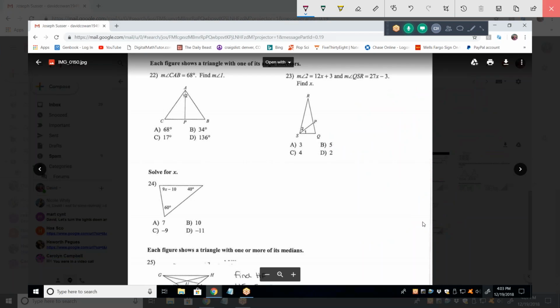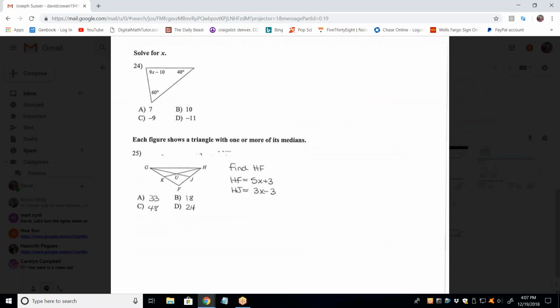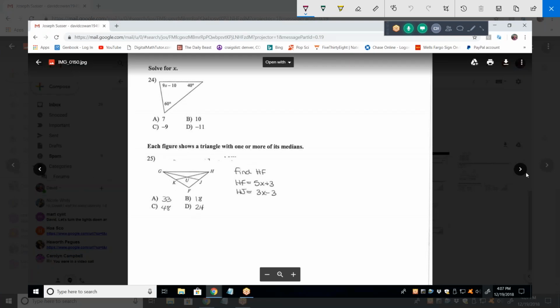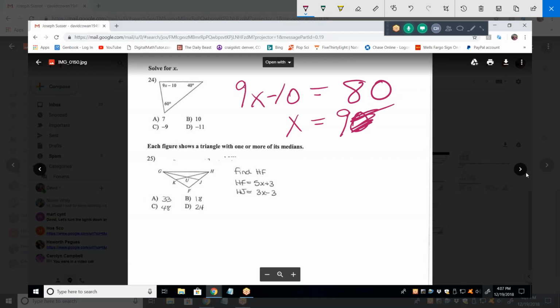Scroll down again. What equation am I going to write here? Well, we know that a triangle is 180 degrees. So we do 9x minus 10 plus 40 plus 60 equals 180. I'll take a shortcut and write it like that, because 40 plus 60 equals 100. So x equals 9. Excuse me, not 90, 9. I think it would equal 10.